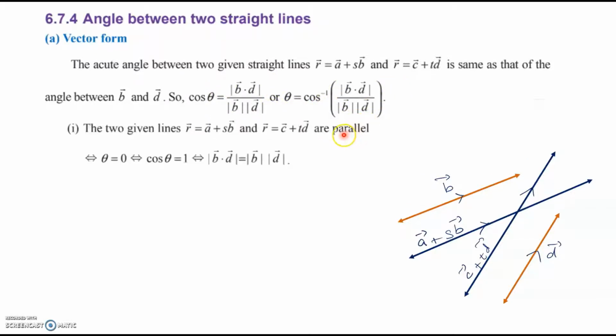Next, let's say that the two lines are parallel. Then our theta, which is the angle between them, should be equal to 0 because they are parallel. So if theta is equal to 0, then your cos theta will become 1. When your cos theta is 1, the numerator is equal to the denominator. So in such a case, the magnitude of b dot product with d is equal to magnitude of b times magnitude of d.